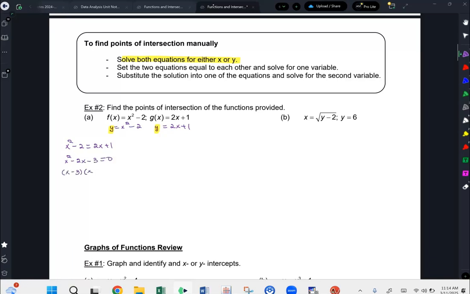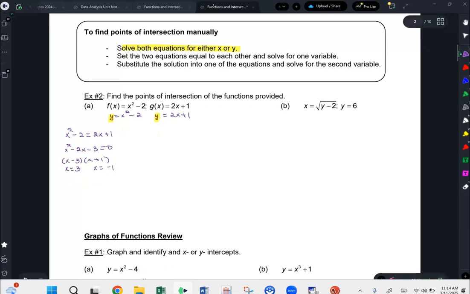X minus 3, x plus 1. So x equals 3, negative 1. Okay, now I need to get the y values of this. To get the y values, you're going to take each of these, and because at the point they both have the same value, it doesn't matter which one you plug it into. At that point, they are identical, like they're the same.